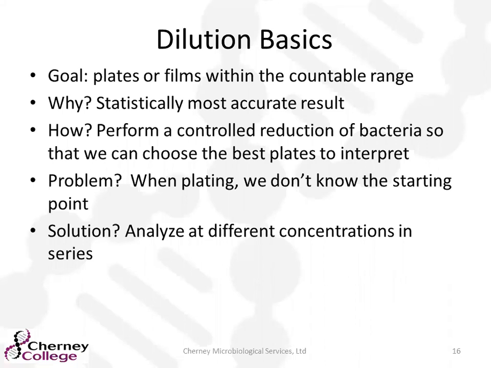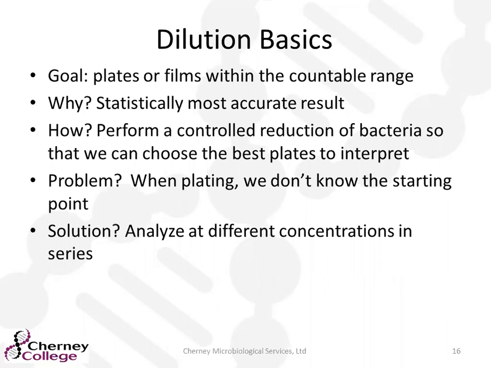The concern that comes into play, especially for Cherney as a contract lab, is we don't necessarily know what your original count is going to be. And so we don't know what dilution to take for our sample. And the best solution to that is that we'll run it across multiple dilutions. So standard dilutions of 10 and 100, we can go out 1,000, 10,000, 100,000, all the way out. I think we've gone up to 10 million, if I remember correctly, to actually be able to get that count for one of our customers.